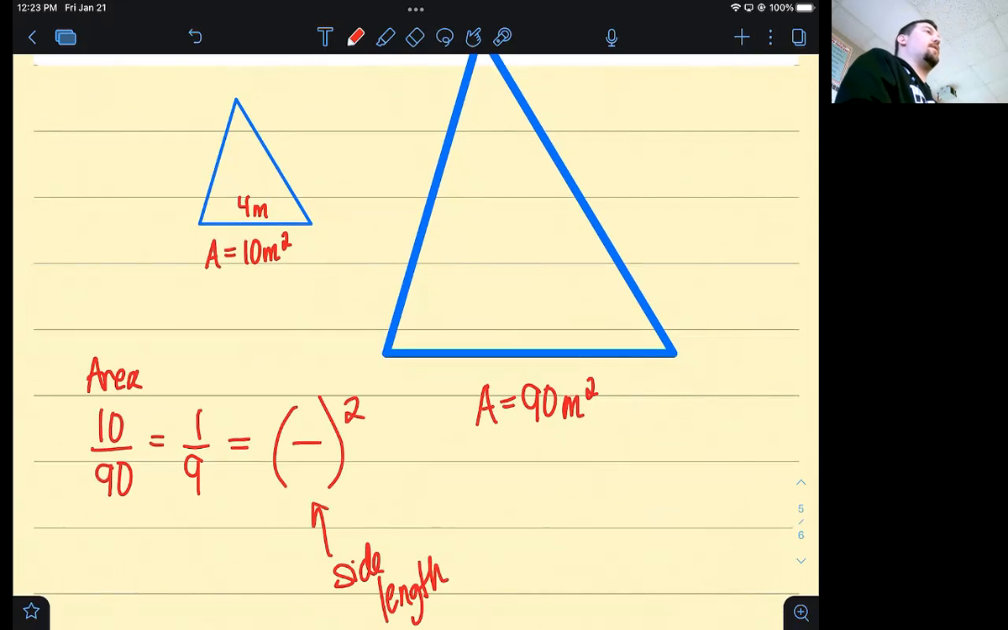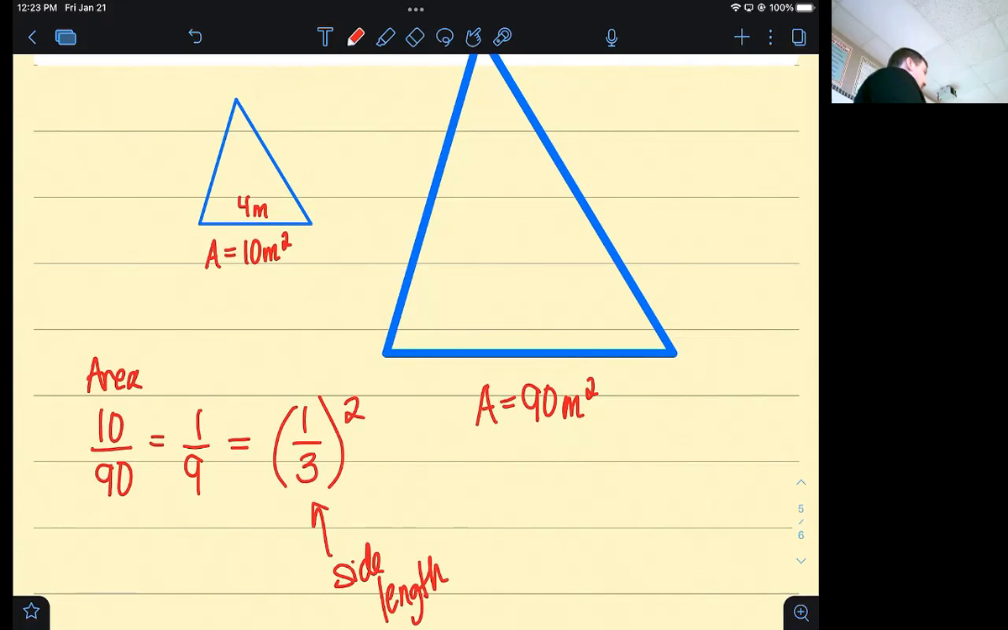Of course, what's the opposite of squaring a number? Sander? Square rooting it. So what was the side length ratio if they squared it to get an area ratio of 1/9? What must the side length ratio have been? What's the square root of 1 and the square root of 9, Carson? 1/3. So the side length ratio is 1/3.